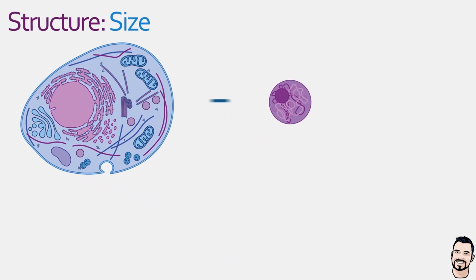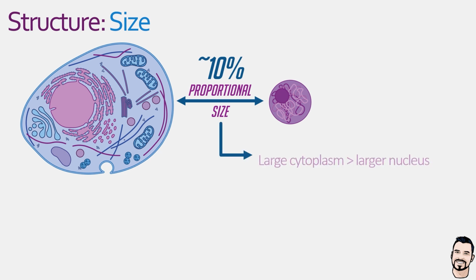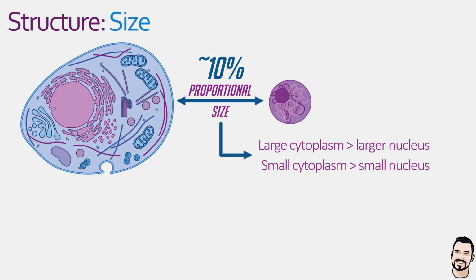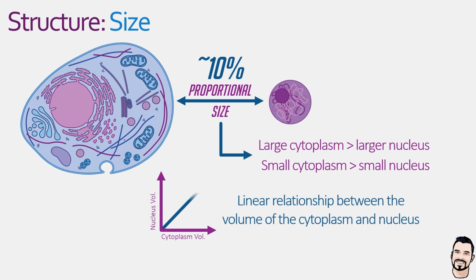And so starting with the size of the nucleus. Interestingly, the size isn't fixed. It can vary quite a bit depending on the type of cell. In most cases, the nucleus occupies around 10% of the total cell volume. Now, there is a general pattern here. The larger the cytoplasmic volume, the larger the nucleus tends to be, and the smaller the cytoplasmic volume, the smaller the nucleus will be. In other words, there's a sort of rough linear relationship between the volume of the nucleus and the volume of the cytoplasm. As one increases, so does the other.